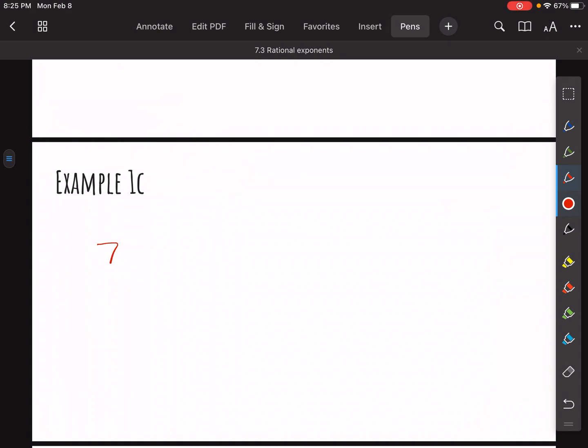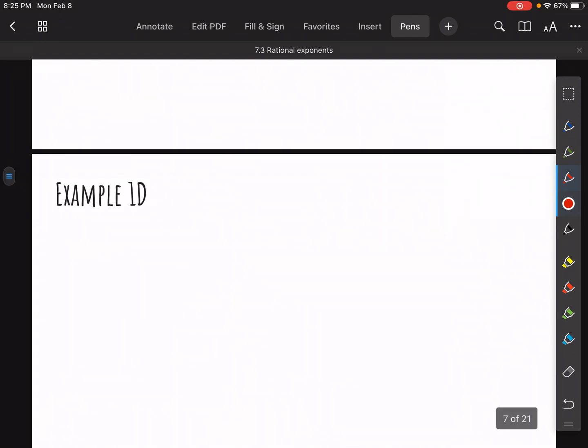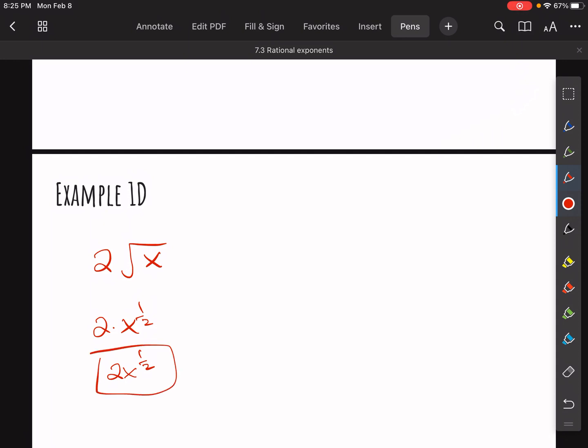Let's look at a couple more here. 1c is taking 7w in parentheses to the half. That's the same thing as the square root of 7w. And then 1d, we have 2 times the square root of x, which is the same thing as 2 times x to the 1/2 power, or we can just write that as 2x to the half. So example 1 is just helping you to see that half power really just means square root.